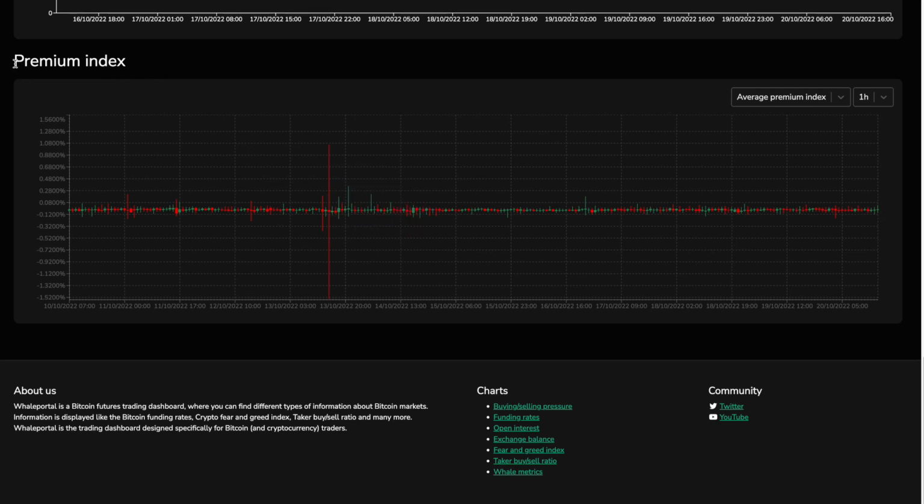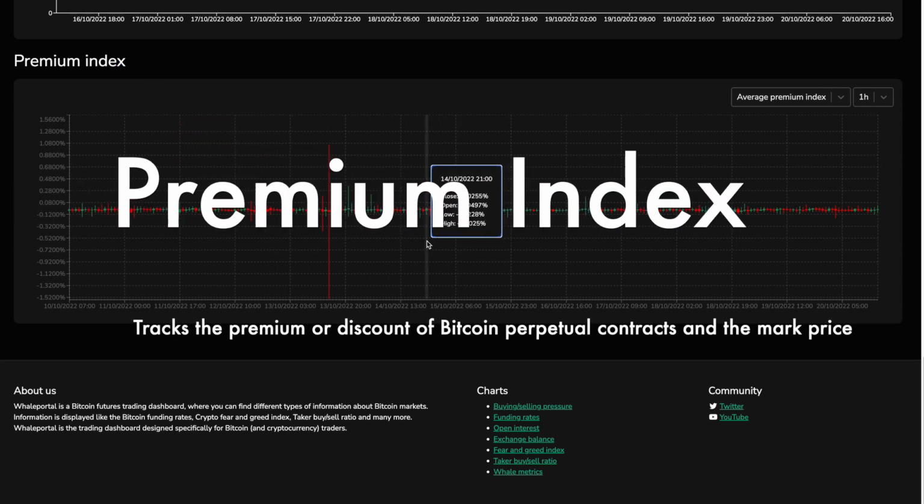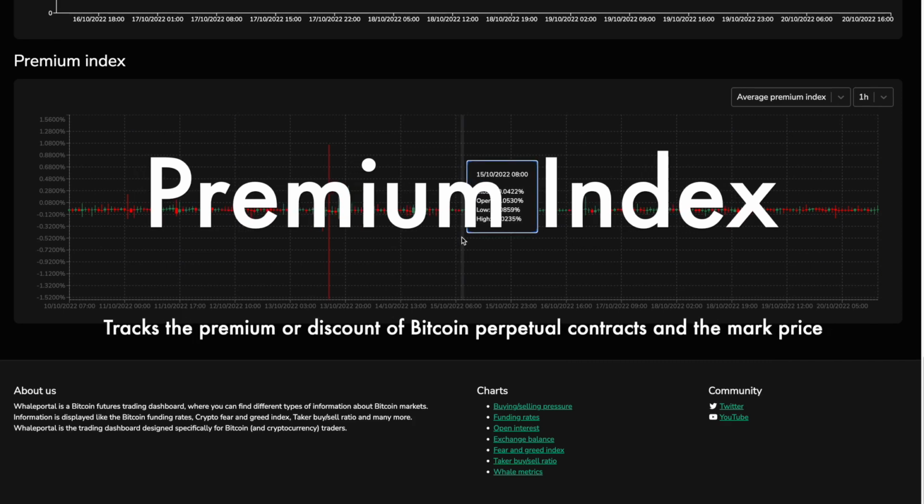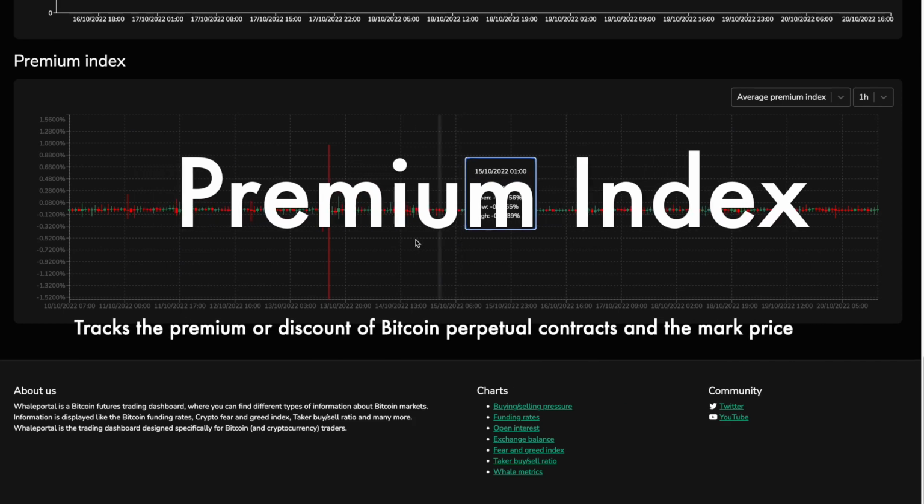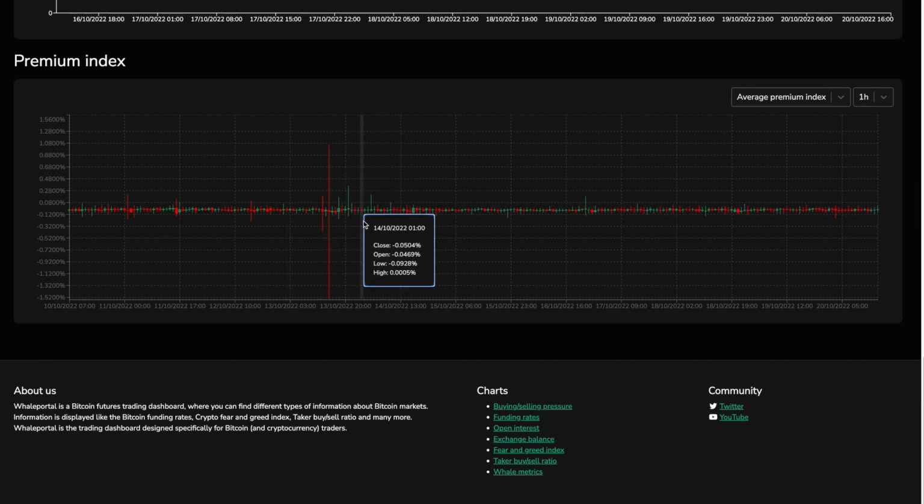So first of all, guys, what is the premium index? What is this metric basically showing us? Well, the premium index tracks the premium or discount of Bitcoin perpetual contracts and the mark price. So it's basically the difference between the Bitcoin perpetual contract and the mark price, and that difference can be in the plus, that difference can be in the minus. So guys, this metric is simply giving us the information of the difference between the price of Bitcoin in perpetual contracts and the mark price. Sometimes the perpetual contract is higher, sometimes the mark price is higher. Well, that difference you can find here in this chart.